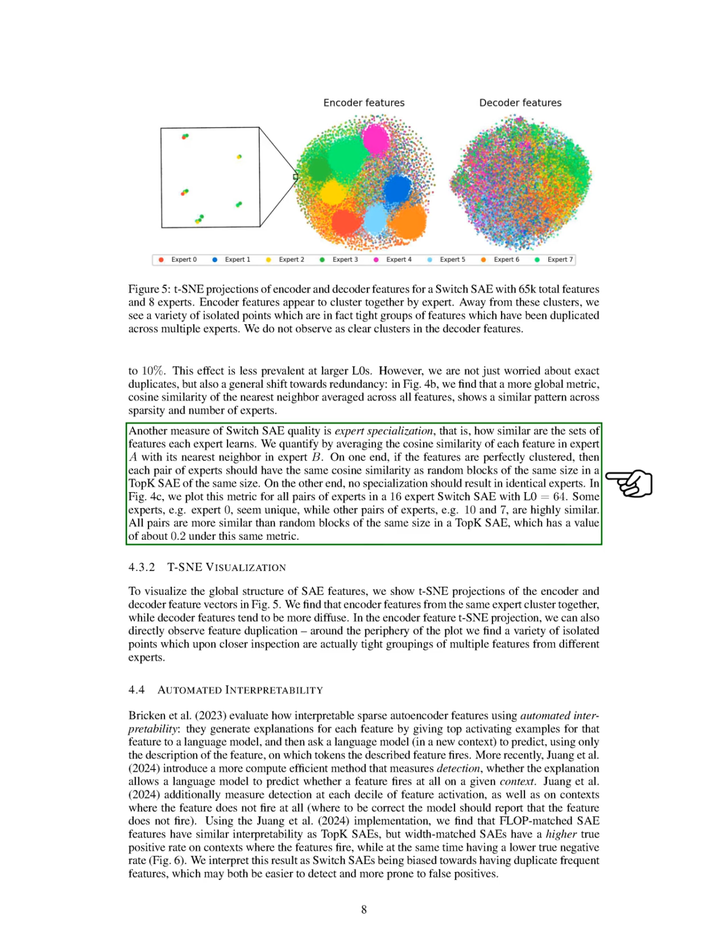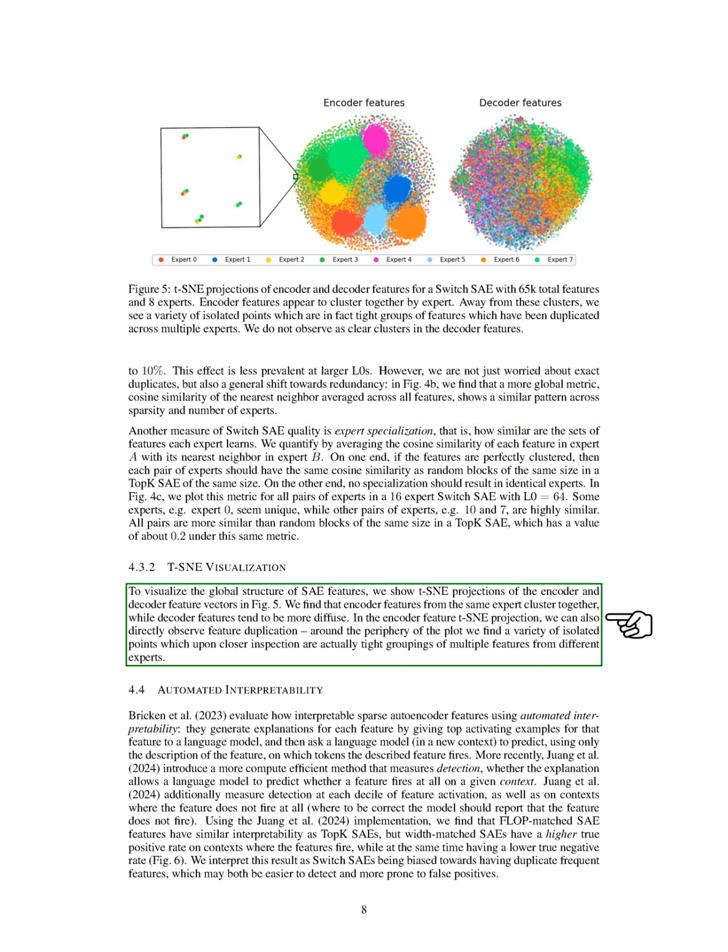Section T-SNE Visualization. In this section, we visualize the overall structure of sparse autoencoder, SAE, features using T-SNE projections of the encoder and decoder feature vectors. We observe that features from the same expert in the encoder tend to cluster together, while those from the decoder are more spread out. In the T-SNE projection of the encoder features, we also notice instances of feature duplication. Around the edges of the plot, there are isolated points that, upon closer examination, reveal tight groupings of multiple features from different experts.